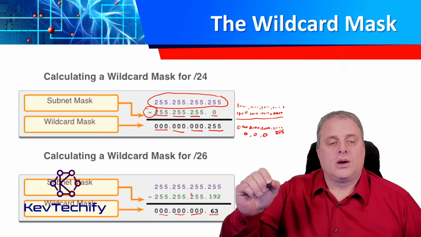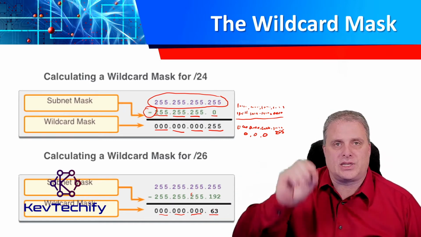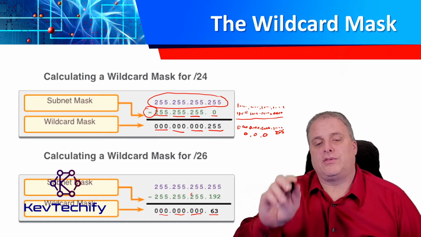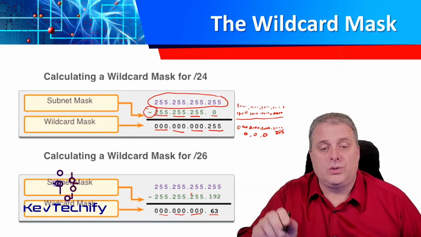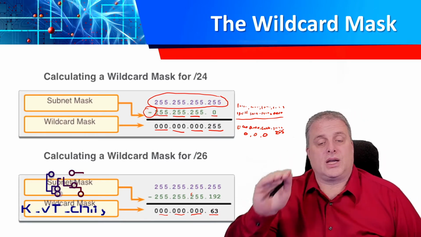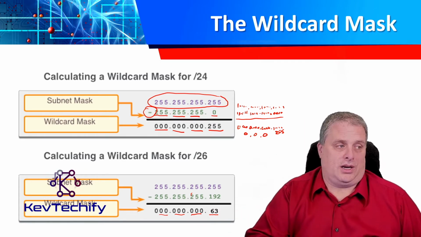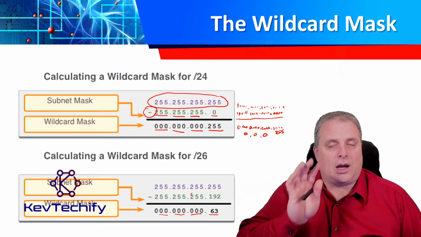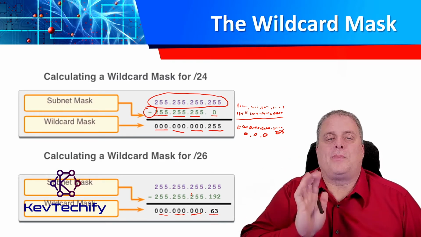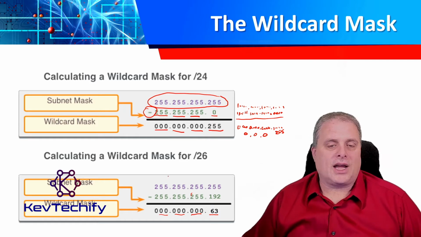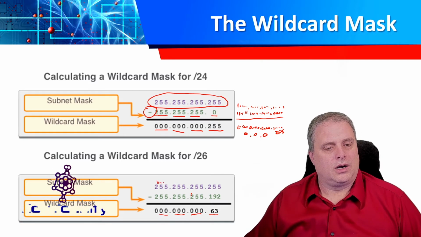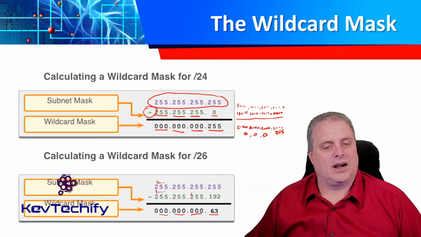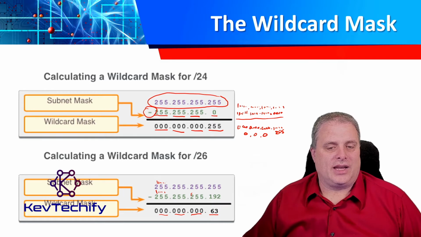Our wildcard mask from a subnet of 255.255.255.192 is 0.0.0.63. I'm going to take a second and draw this out in binary to show you. The first 3 octets here are fairly easy to see. You have all ones here. You have all ones here. Subtract those out, that gives us zeros.